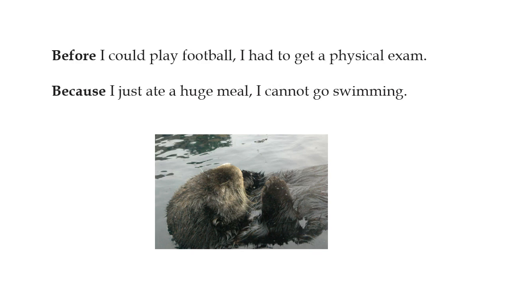When you begin a sentence with subordinating conjunction, you create what's called the dependent clause. And it's a perfectly acceptable way to start a sentence, but it will require a comma. So you could say, before I could play football, I had to get a physical exam. Because I just ate a huge meal, I cannot go swimming. We'll talk more about that in the chapter on commas, but this is just to give you an idea of the flexibility of these subordinating conjunctions.